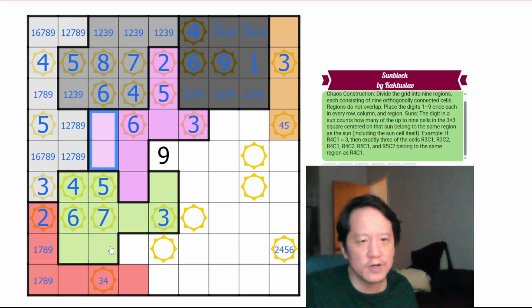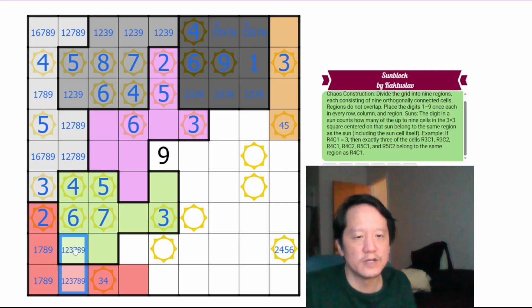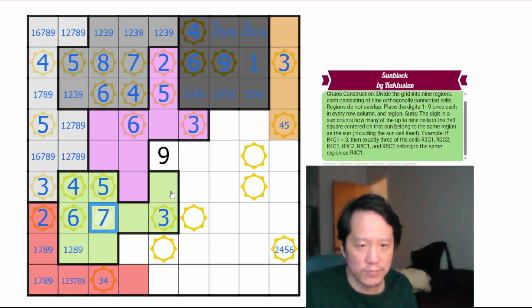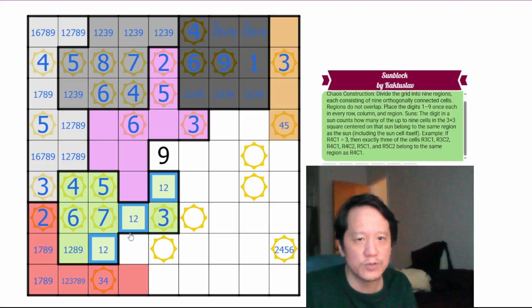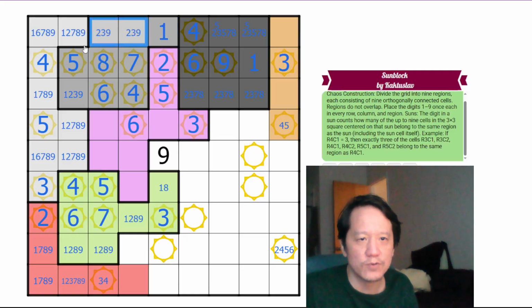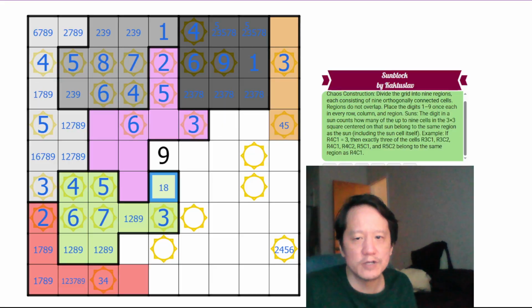Remaining digits of column 2: 1, 2, 3, 7, 8, 9. And this can't be 3 or 7. Remaining digits of green region are 1, 2, 8, 9. No 2 or 9 here because of 2 or 9 in the column. This can't be 2 or 9 either. 3 eliminates 3 here, so that's 1, which eliminates 1 in the rest of the row and region. 1 eliminates 1 here, so it's 8, which eliminates 8 in the rest of the region.